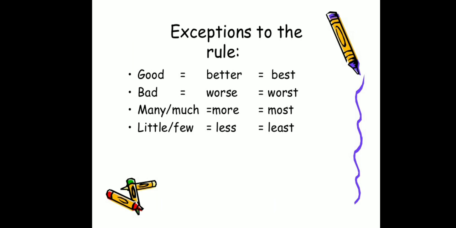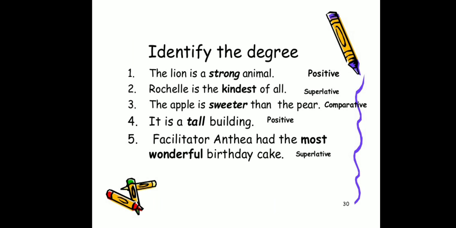And now let us see the exception to the rule: good, better, best; bad, worse, worst; many, much, more, most; little, few, less, least. We discussed good, better, best; bad, worse, worst; many, much, more, most; little, few, less, least.